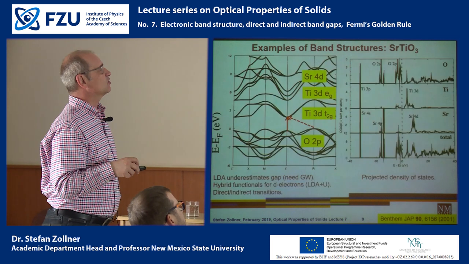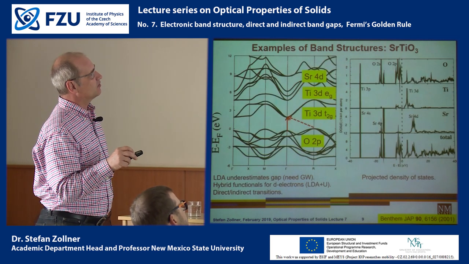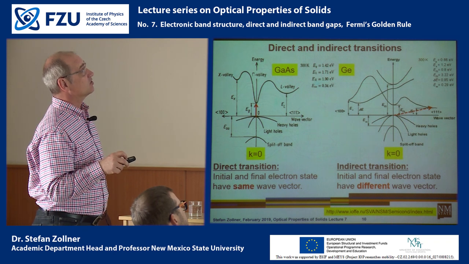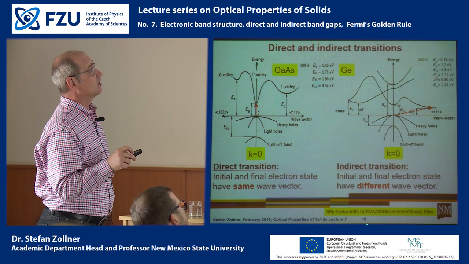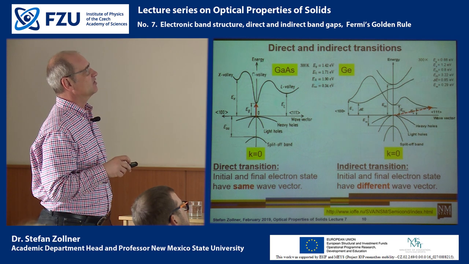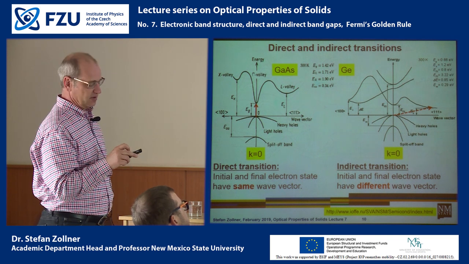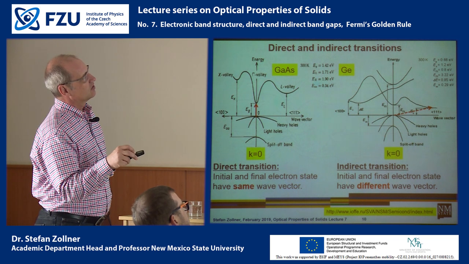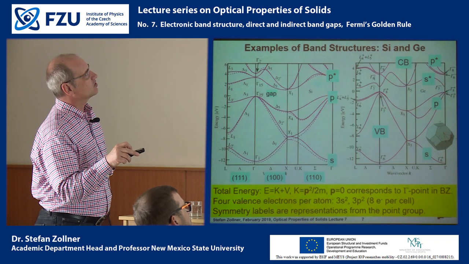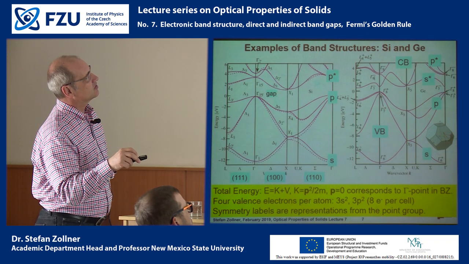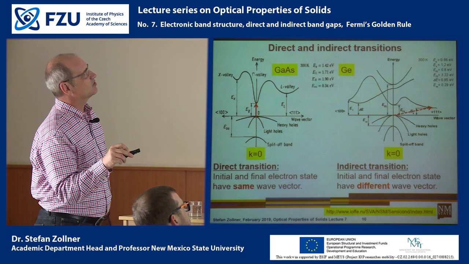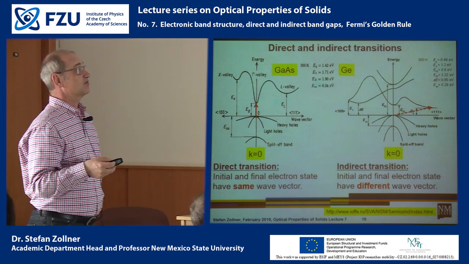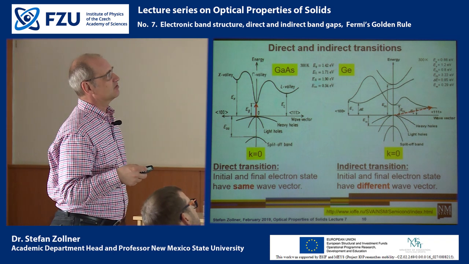And here I'm showing you another example for the direct and indirect transitions. These are two band structures for gallium arsenide and germanium taken from the Joffe Institute website. You see these are simplified band structures. The full germanium band structure is this. But sometimes we are just interested in the very top of the valence band and the very bottom of the conduction band.